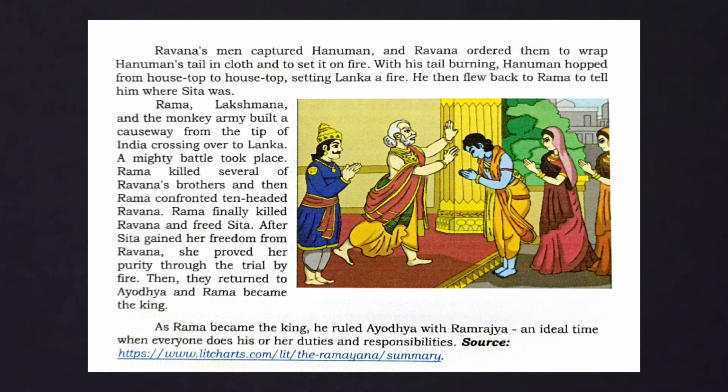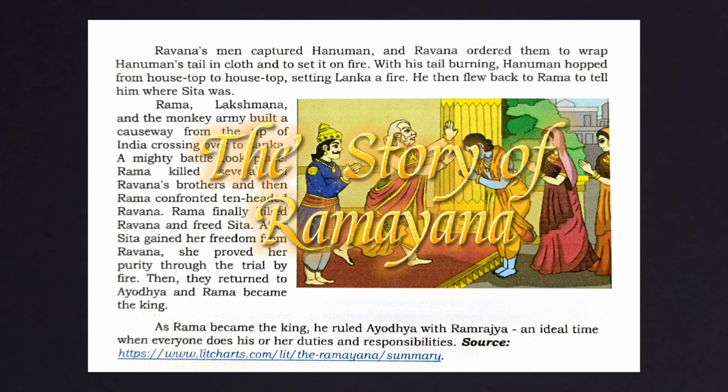After Sita gained her freedom from Ravana, she proved her purity through the trial by fire. Then they returned to Ayodhya and Rama became the king. As Rama became the king, he ruled Ayodhya with Ramrajya, an ideal time when everyone does his or her duties and responsibilities. What do you call the place where the story happened?